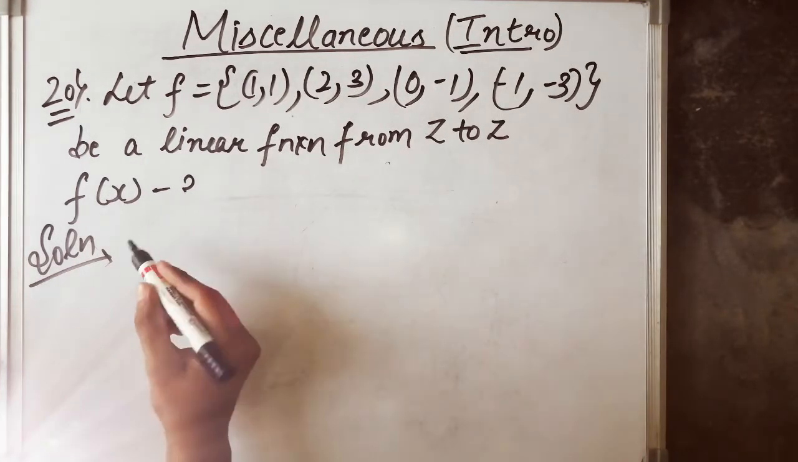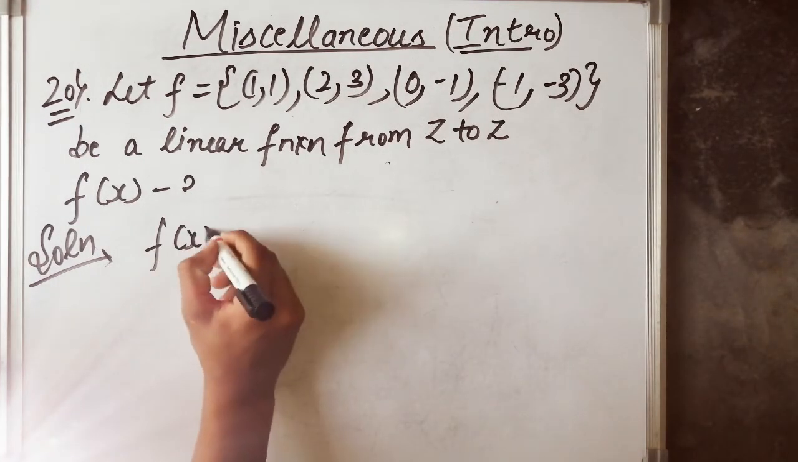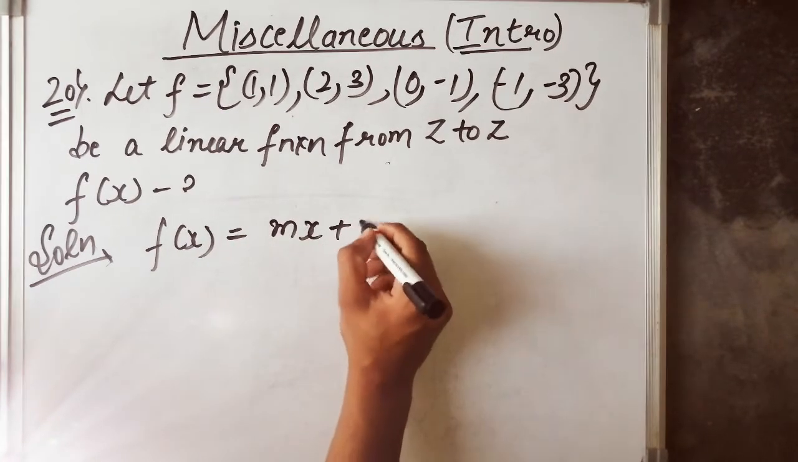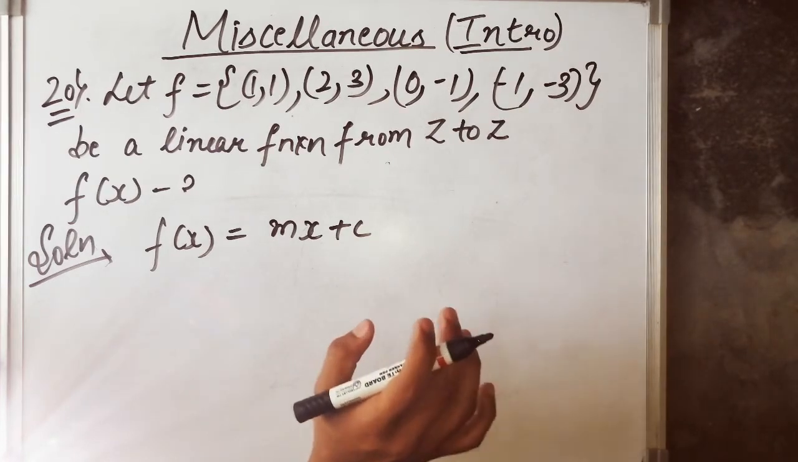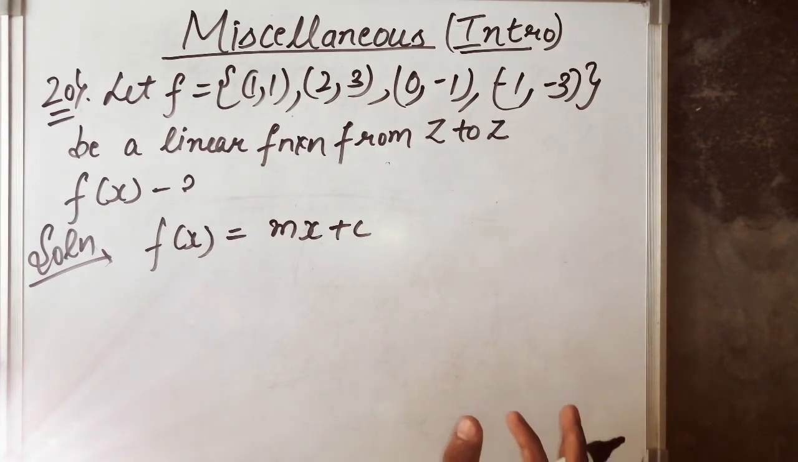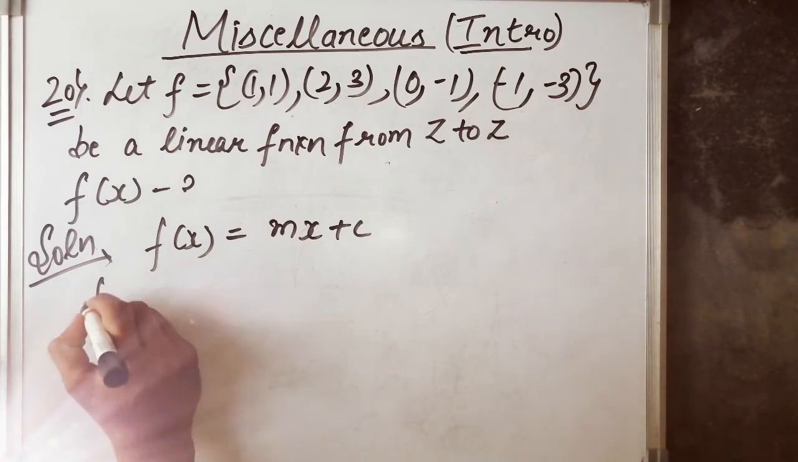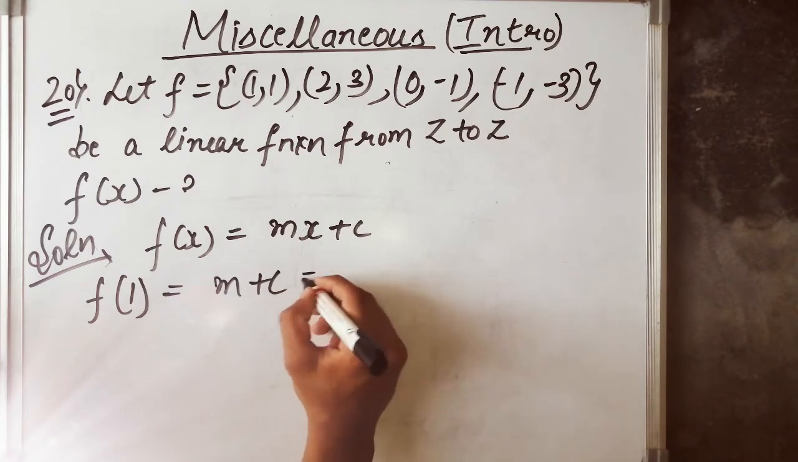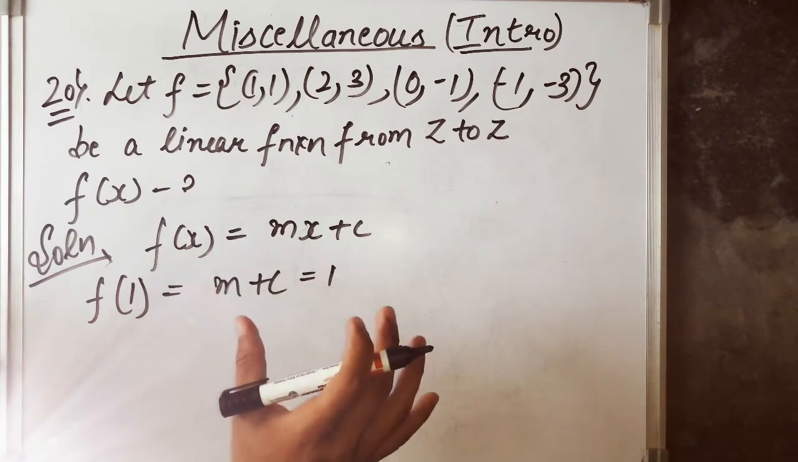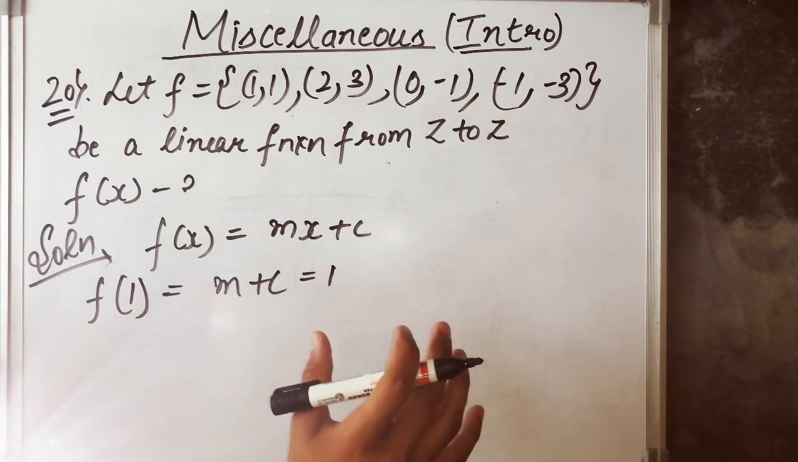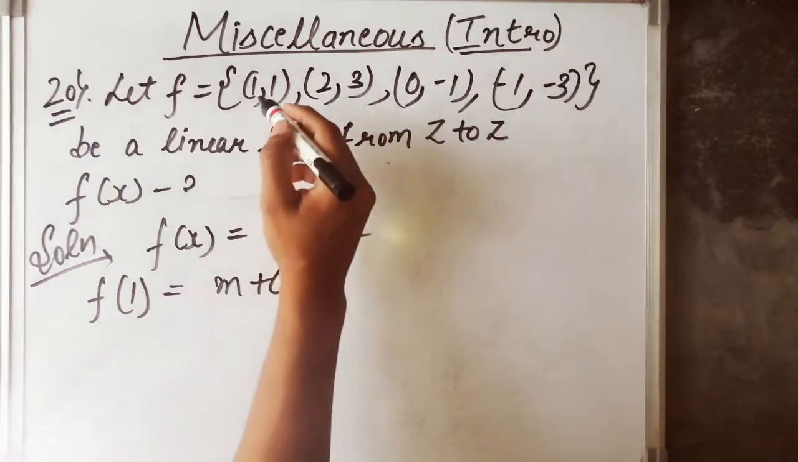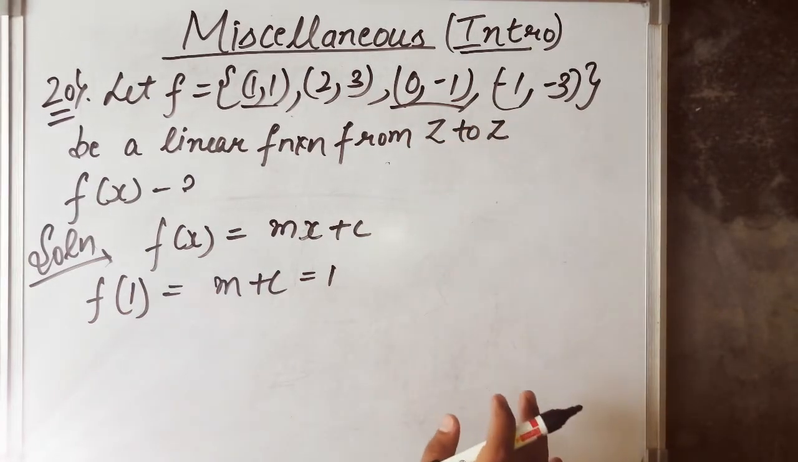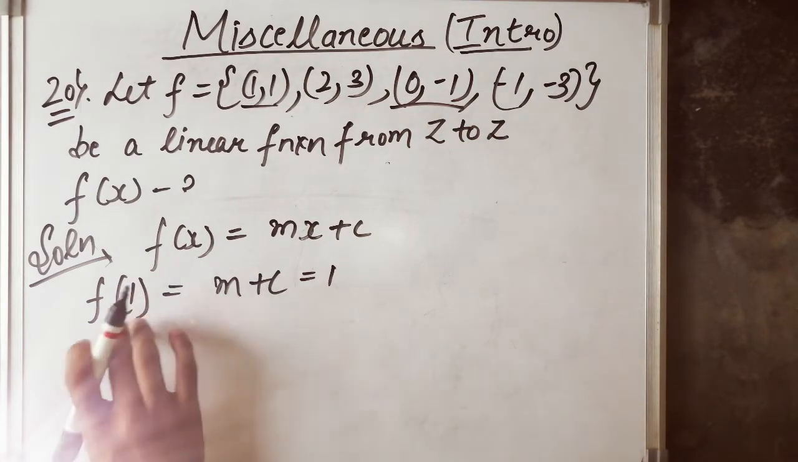Since f is a linear function, we can write f(x) equals mx plus c. Also, since 1 1 and 0 minus 1 belong to real numbers, we can say that f(1) equals m plus c equals 1. What does this mean? I have considered that it was given, and I have just put in the value here.